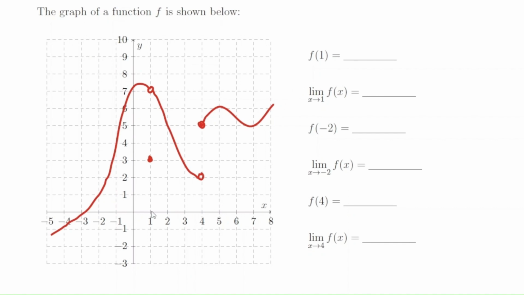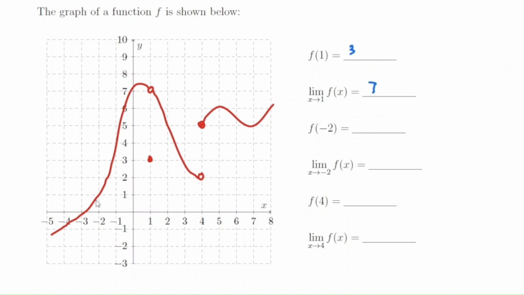What's f of 1? Well, notice f of 1 is not way up here. f of 1 is actually just 3. Now, what's the limit as x approaches 1? Well, if we plug in these values that are close to 1, notice our output values are going to be close to 7. Okay, so the limit as x approaches 1 of f of x is 7.